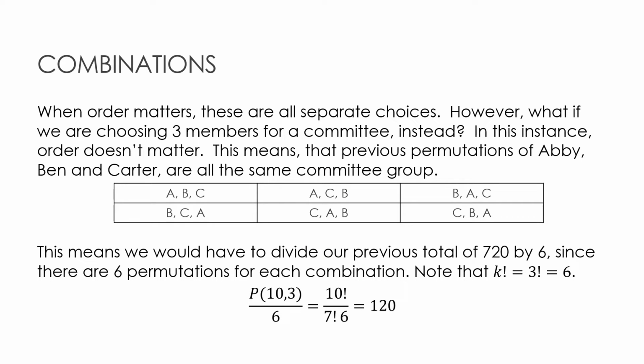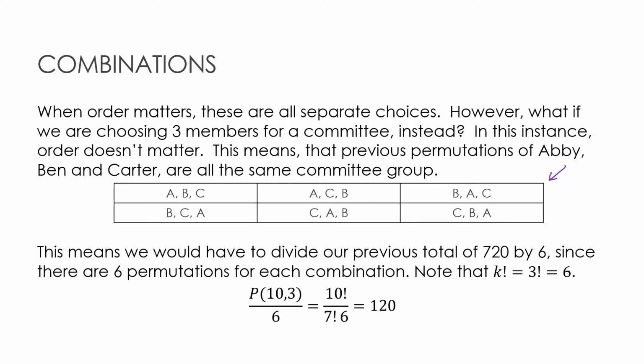So when order matters, when we're dealing with permutations, those are all separate choices. But if instead of choosing a president, vice president, secretary, I'm now just choosing 3 people to be on a committee, in that case order wouldn't matter. And therefore, everybody here in my little table is exactly the same committee group because it's a committee group that includes Abby, Ben, and Carter.